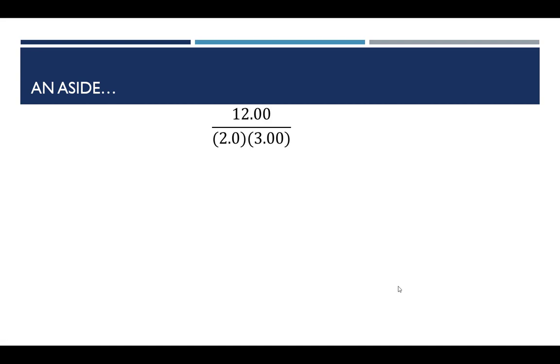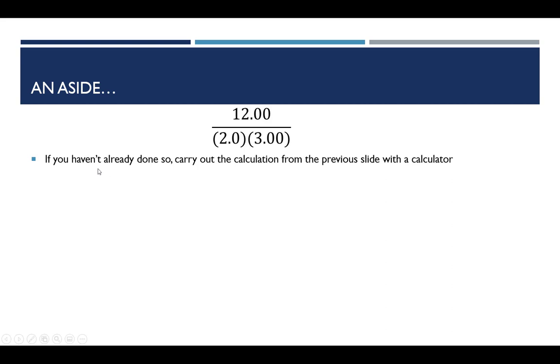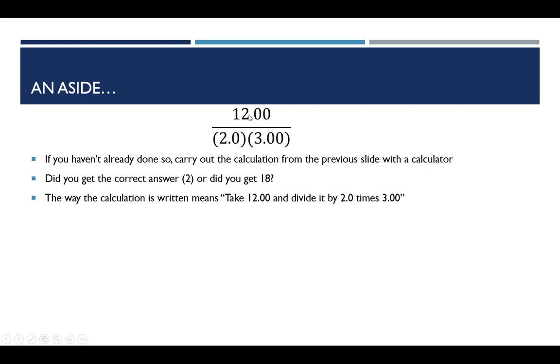Now, at this point, some of you might be complaining about the answer I got in the last problem. And trust me, I was anticipating that. So if you haven't already done this, please carry out this operation in the calculator. Then ask yourself, did you get the correct answer, which is 2, or did you get 18? Well, the way this is written is understood to mean take 12 and divide it by 2 times 3.